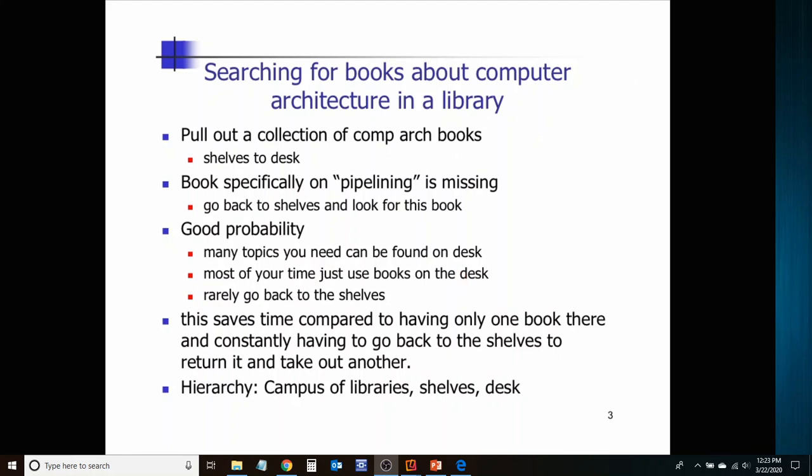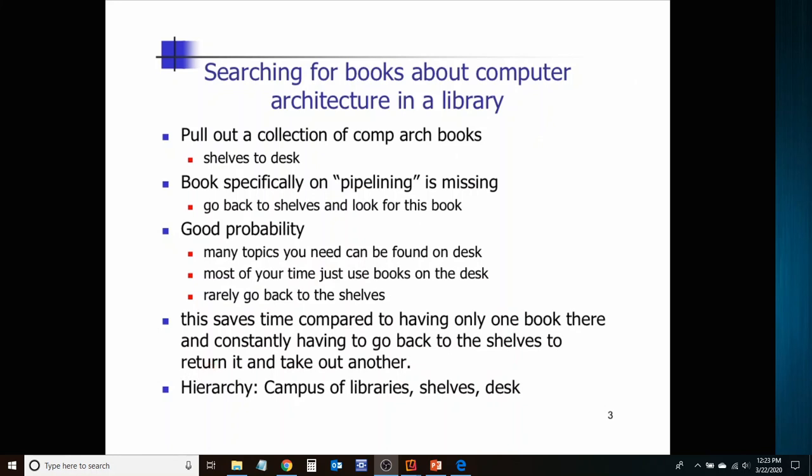The idea is that you don't spend time going back and forth between the shelves and your desk. So you rarely go back to the shelves in that case. So that's going to save you a lot of time, leading to a fast memory. Now, this saves you time compared to having only one book there and constantly having to go back and forth between the shelves to return it and then take another one out.